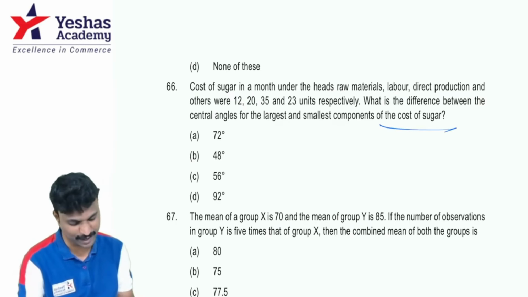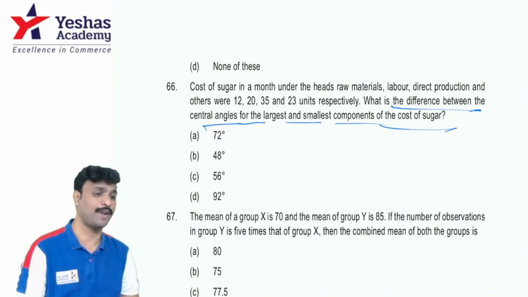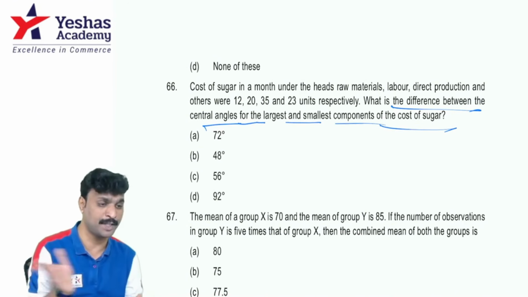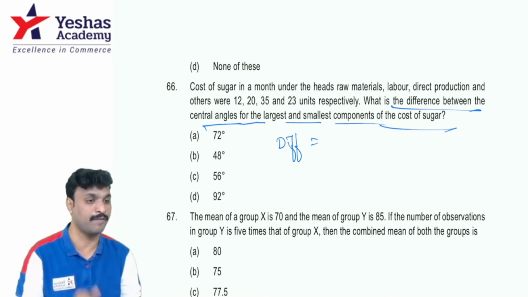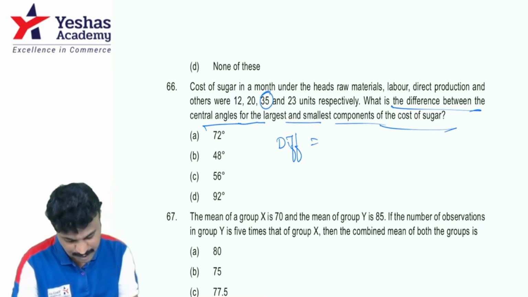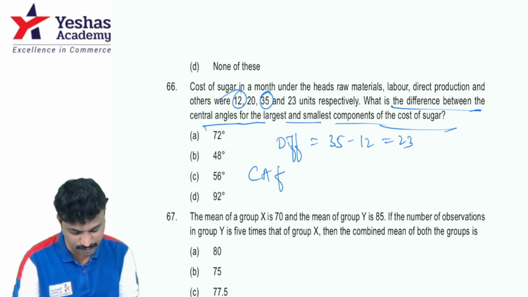Guys, they're asking us to find the difference between the central angles for the largest and the smallest. So rather than finding the central angle for the largest separately and the smallest separately, first of all, find the difference of the largest and smallest. The largest observation is 35 and the smallest observation is 12. So the difference is 23. Now find the central angle for the difference, which is x divided by summation x into 360.